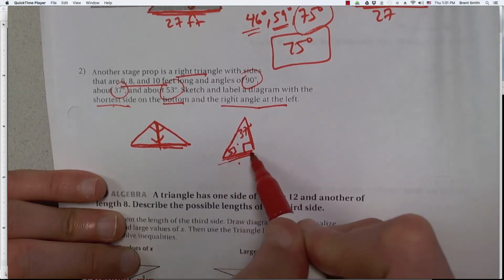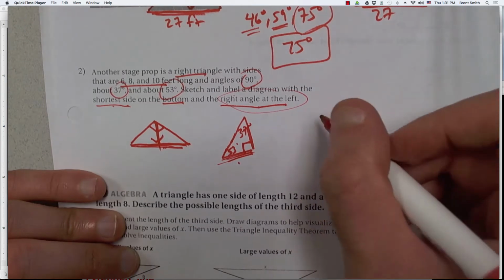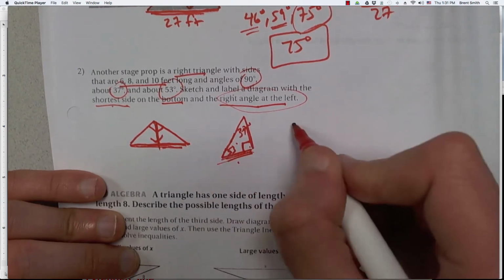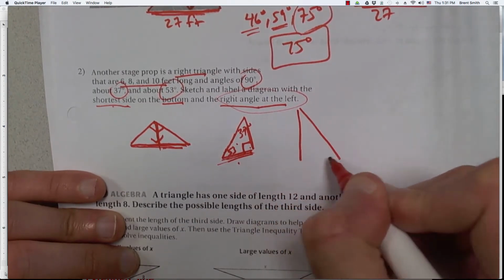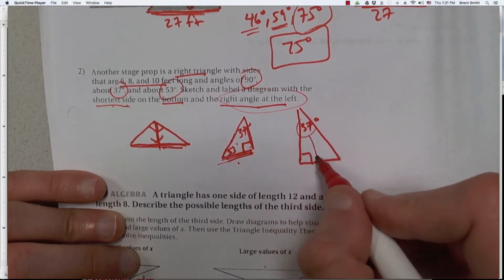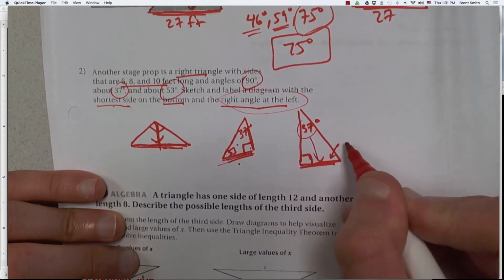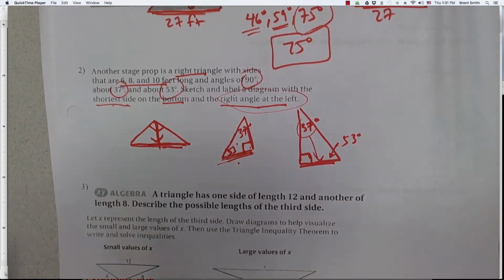The shortest is on the bottom because this is opposite the smallest angle, except it says the right angle is at the left. So I'm still a little bit wrong. I just need to flip this. So let me redraw it one more time. 37 degrees at the top, right? That's good because I want the shortest side on the bottom. 90 degrees at the left, and then 53 degrees here.